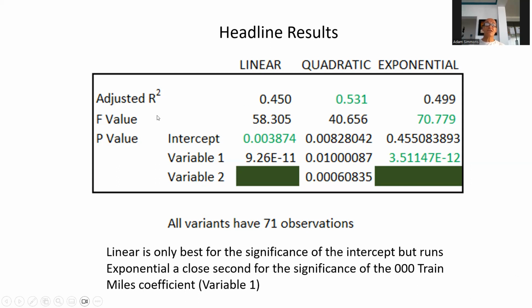In terms of F value, which is the overall general fit of the regression, the exponential is best. And in terms of the significance of the coefficients, we can see that, well, again, we have a split result. The quadratic isn't particularly good for any of them. For variable 1, there's very little difference between the linear and the exponential. So it's not really clear at this stage which is providing us with the best result. So let's see what else we can do to actually find a winner from these 3.